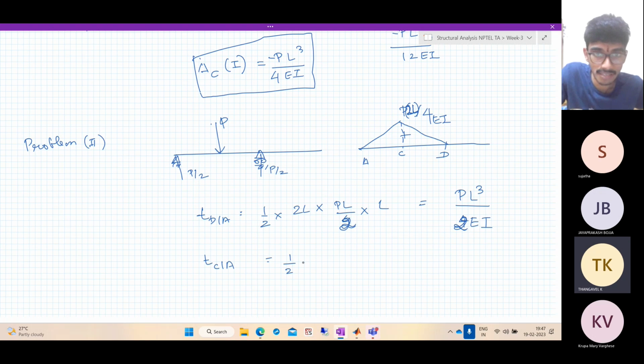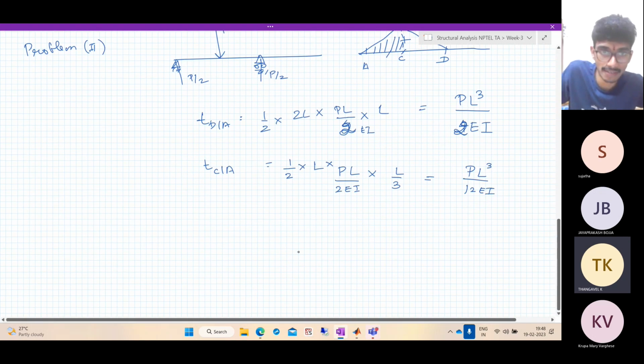So tC with respect to A is what? Half into the distance L. Height is PL by 2EI, into this, where does this act? It acts at L by 3 from here, so into L by 3. So this is nothing but PL cube by 12EI. I didn't make any mistake.